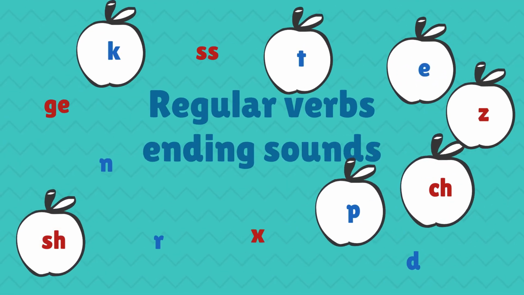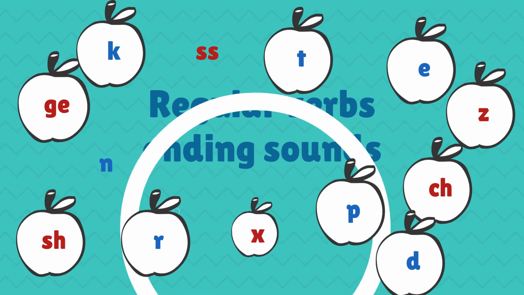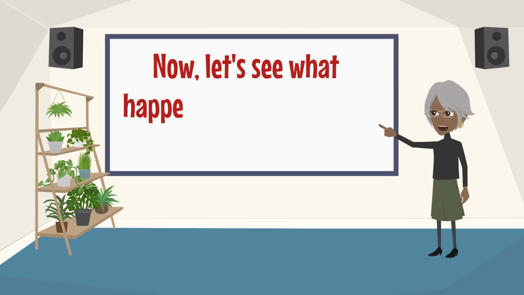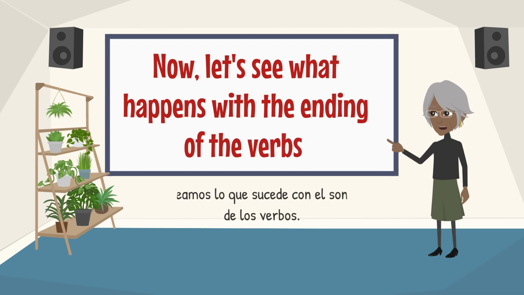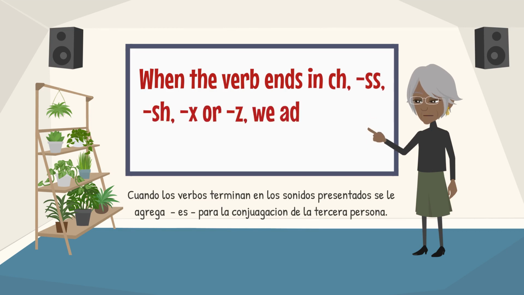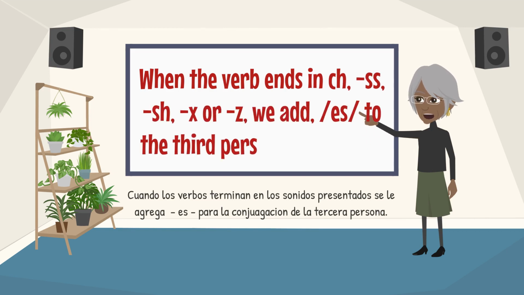Regular verbs ending sounds. Now, let's see what happens with the ending of the verbs. When the verb ends in ch, ss, sh, x, or z, we add es to the third person conjugation.